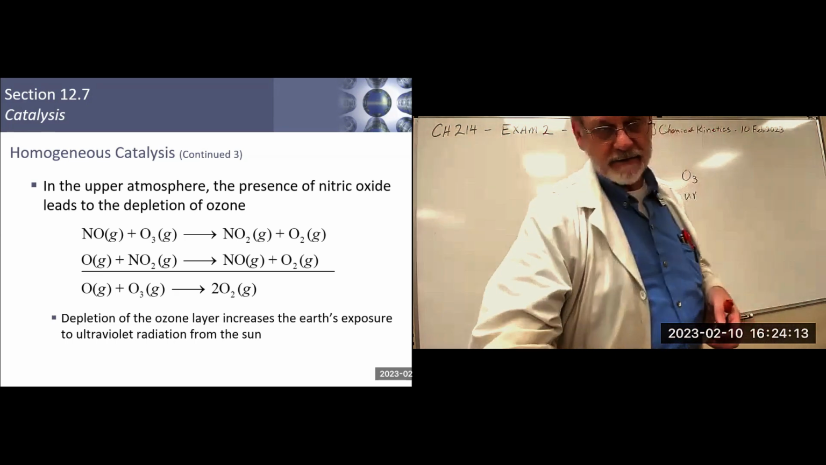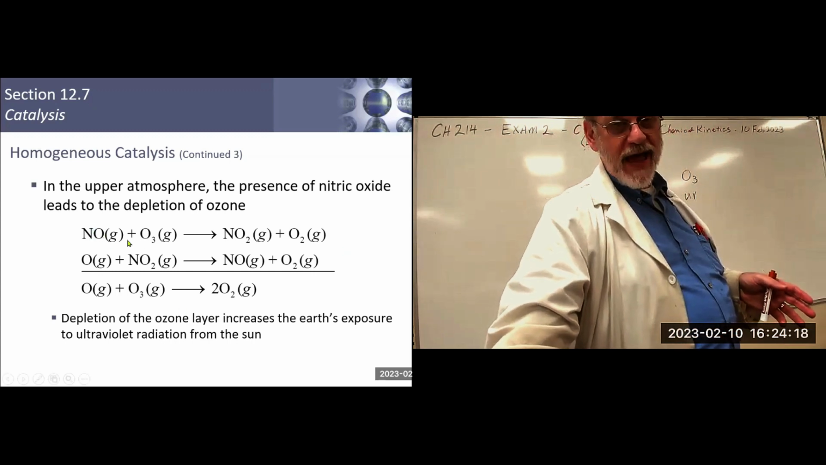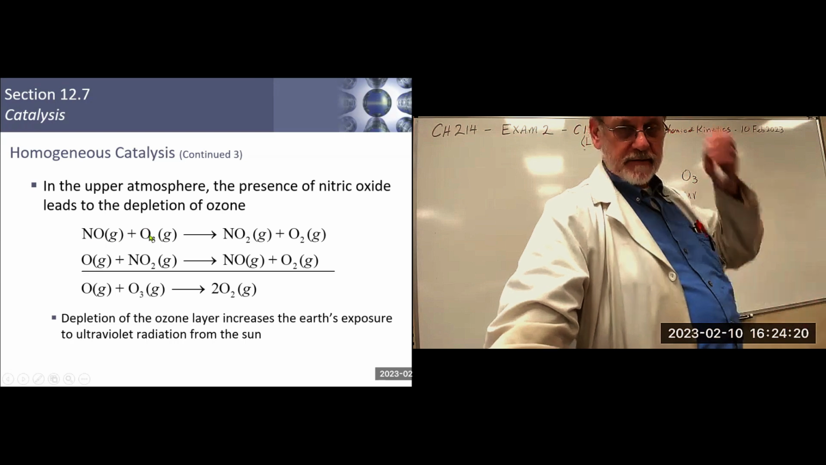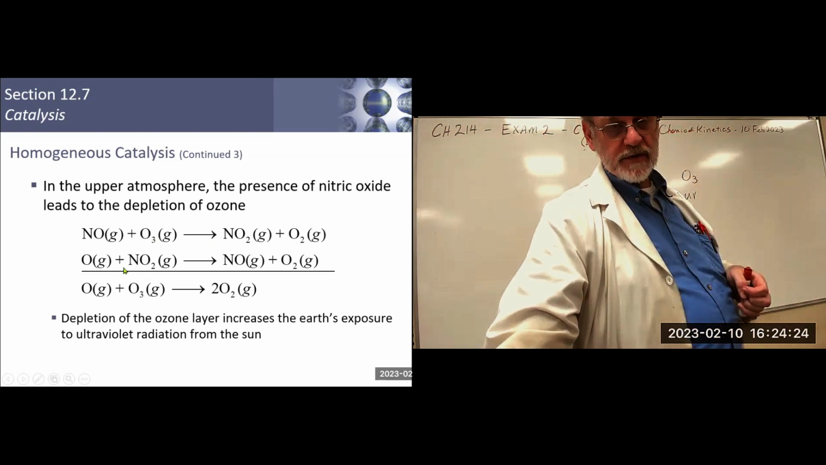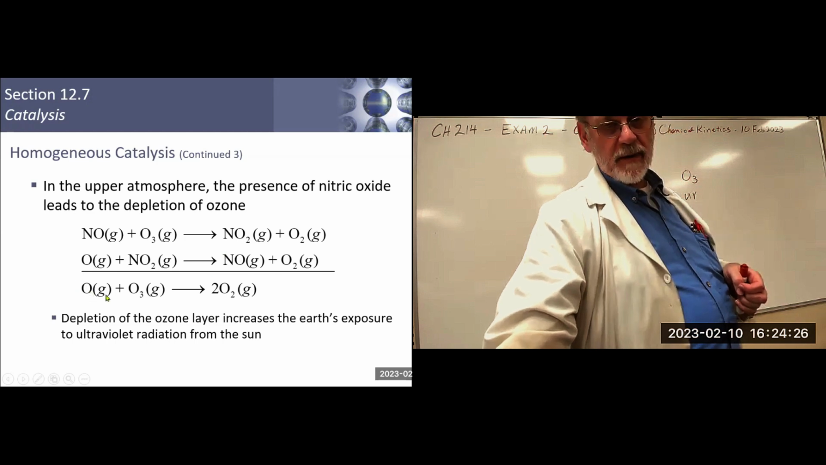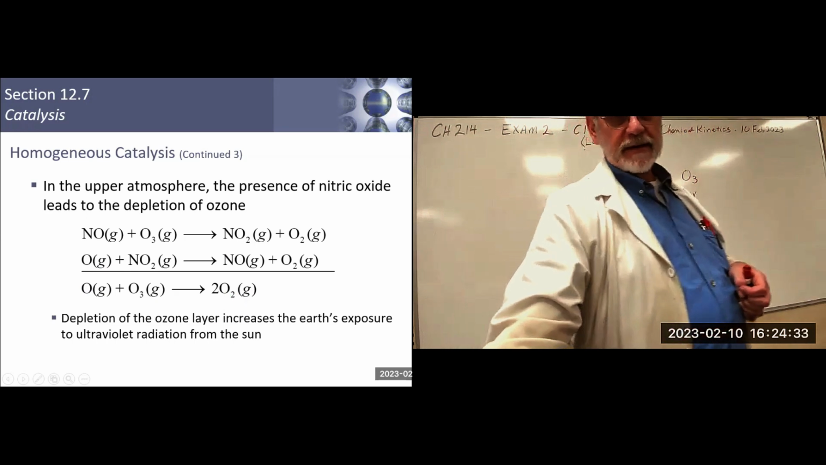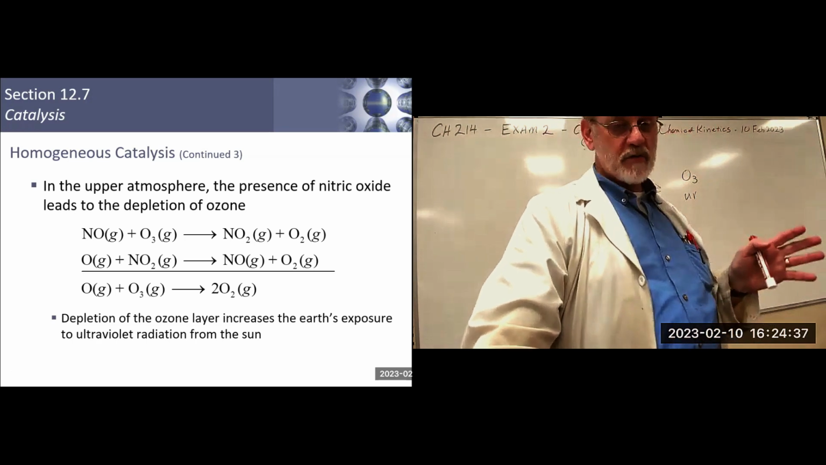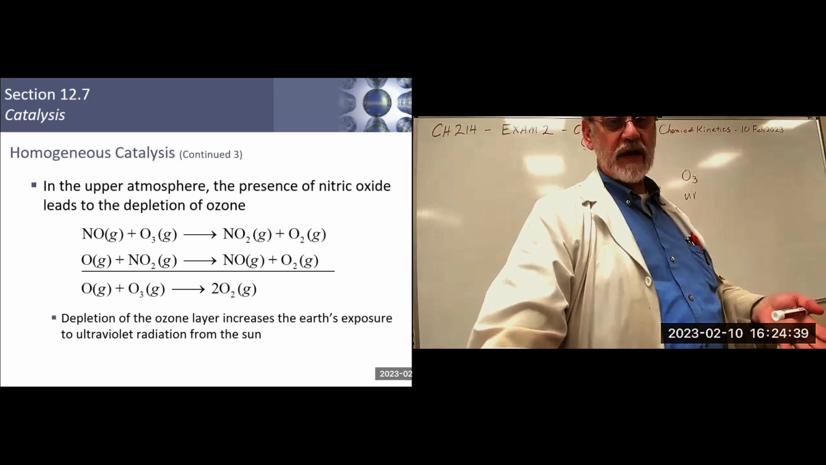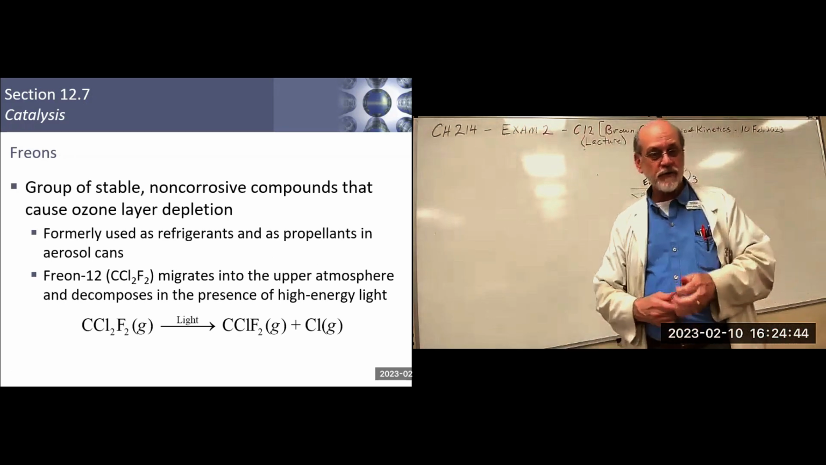Nitrogen oxide, nitrogen monoxide will react with oxygen, and this is the overall reaction, it will produce oxygen instead of ozone. So that's not the only one that gives us trouble in the upper atmosphere. The other one was initially freon.